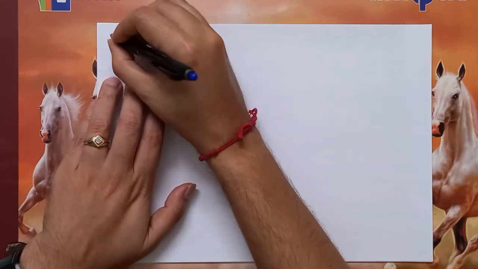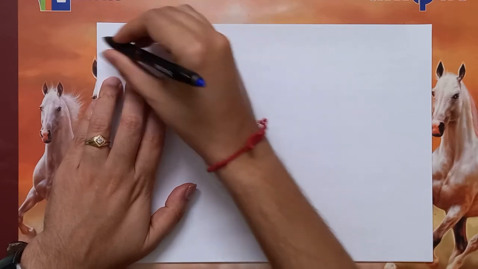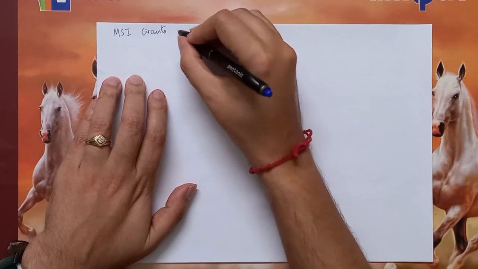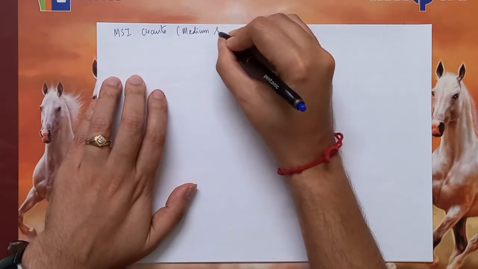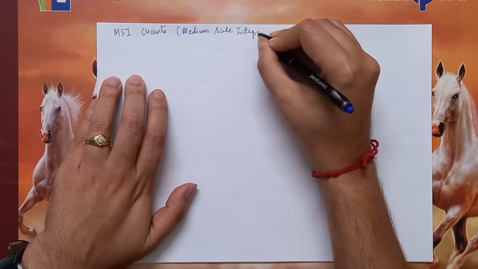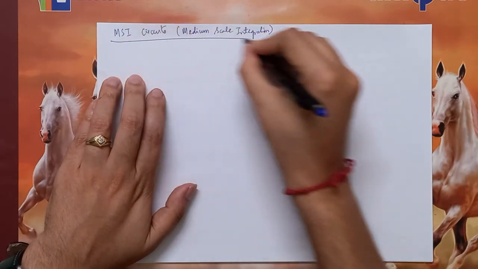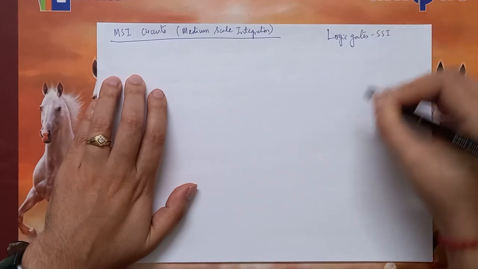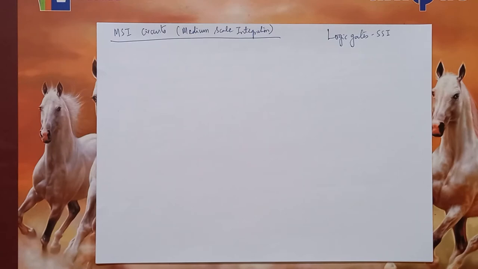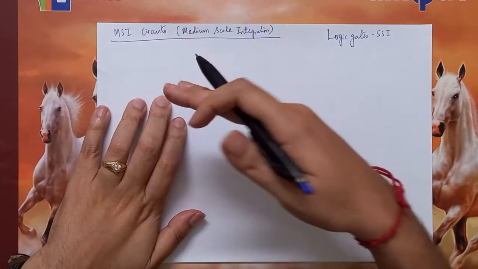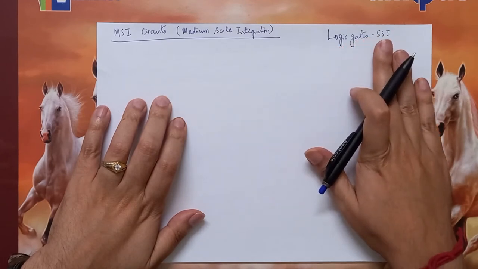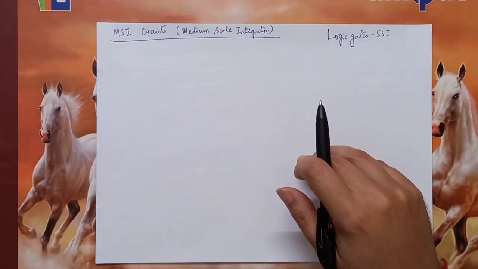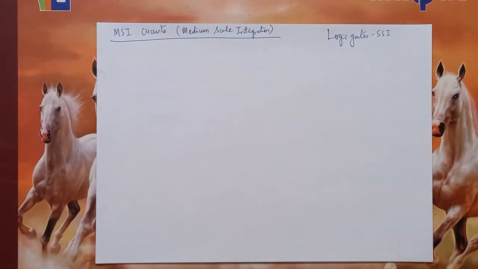So with this, let us move over to this new topic of discussion that is called MSI circuits, where MSI stands for medium scale integration. The logic gates, so to speak, are called SSI, that is small scale integration, because they contain very few number of gates, that is, very few number of transistors inside. But medium scale integrated circuits contain more number of gates, and therefore more number of transistors.